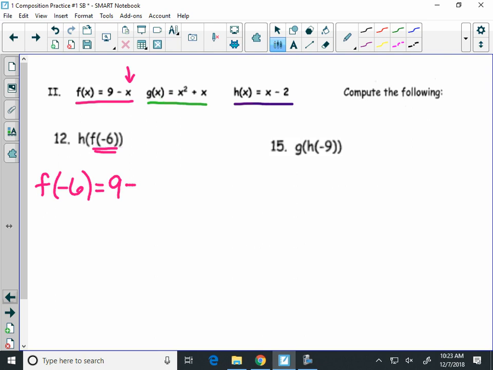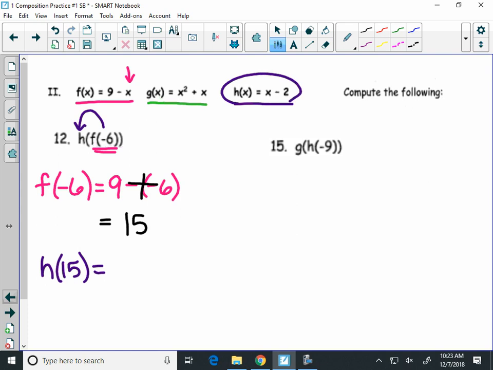So I'll have 9 minus, now here's the tricky part. Negative 6 is going in for x. So I have to put both of those negatives there. Remember, when you have 9 minus a negative, 2 negatives turn into addition. So 9 plus 6 is 15. That is the value of f of negative 6. Once you find that value, you have to put the 15 into the function on the left, which is h. So now I'm going to use the function of h over here, put 15 in for x, and you'll have 15 minus 2, which simplifies to 13. And there you go.